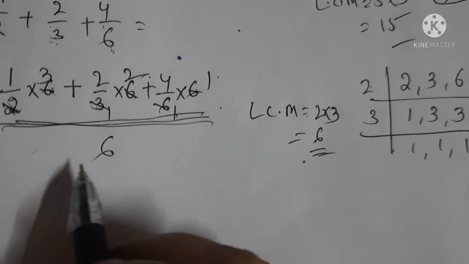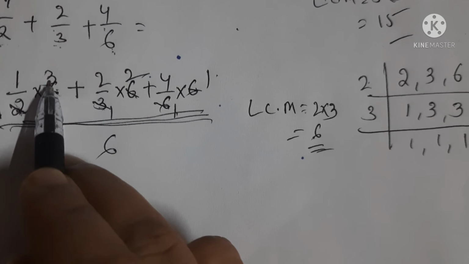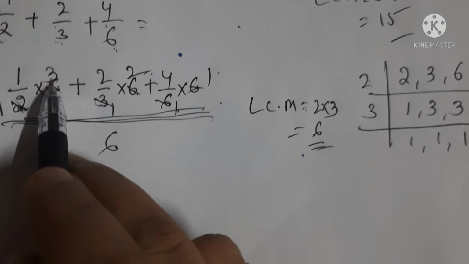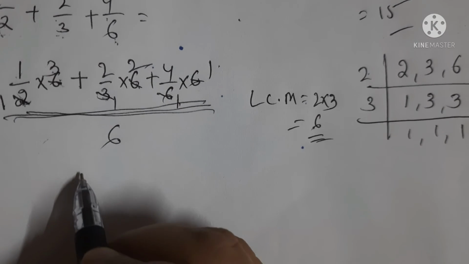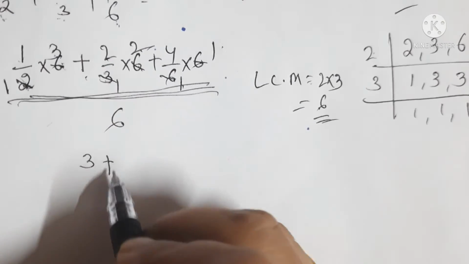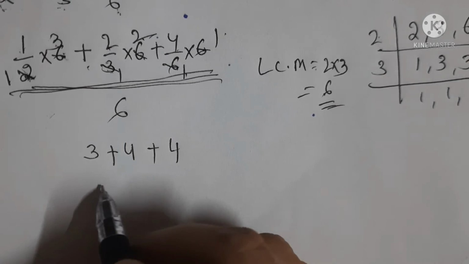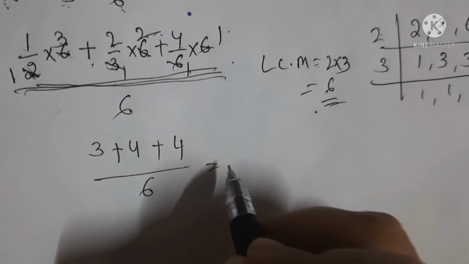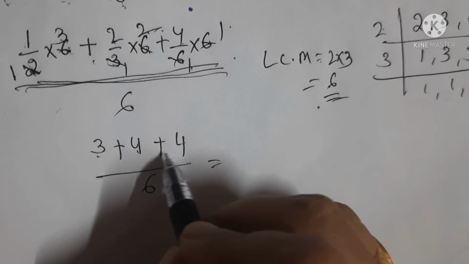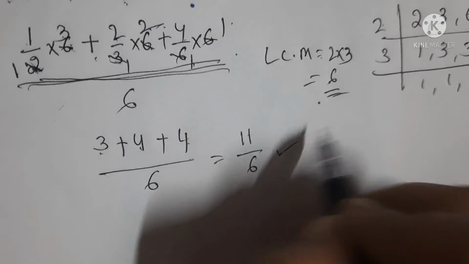Now after cancellation, what is left here, you need to add. First you need to multiply and then add. Here it is 1 into 3, 3, plus 2 into 2, 4, plus 4 1s are 4, by 6. So 3 plus 4 is 7, 7 plus 4, 11 by 6. This is the answer.